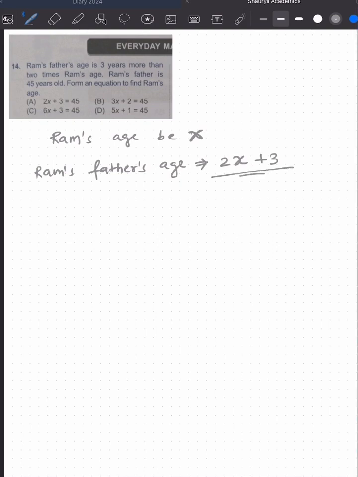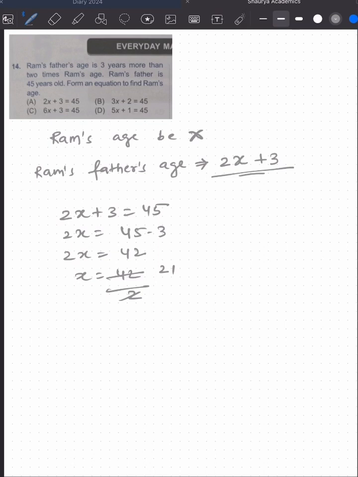Now it is given that his father is 45 years old, which means 2x plus 3 is equal to 45. So 2x is equal to 45 minus 3. So 2x is equal to 42. x is equal to 42 upon 2, 21.